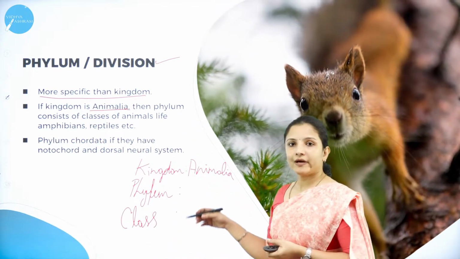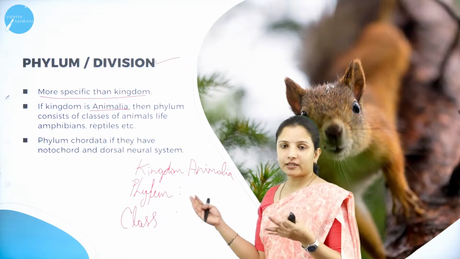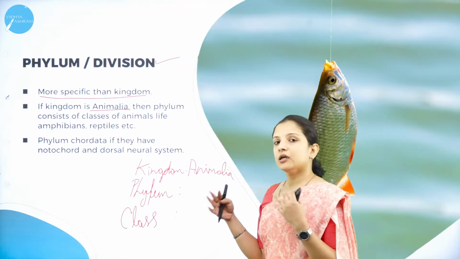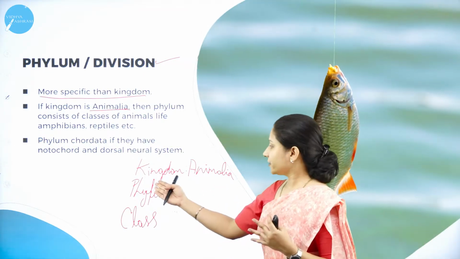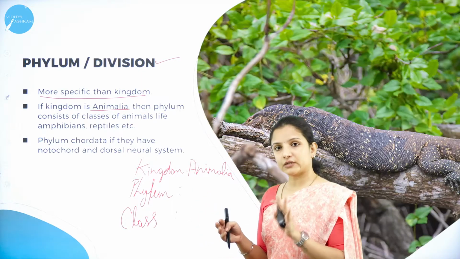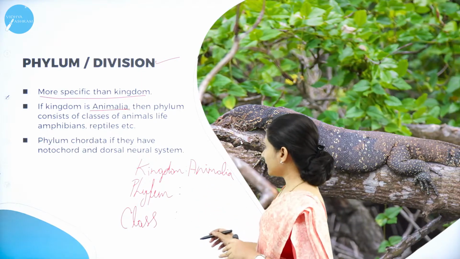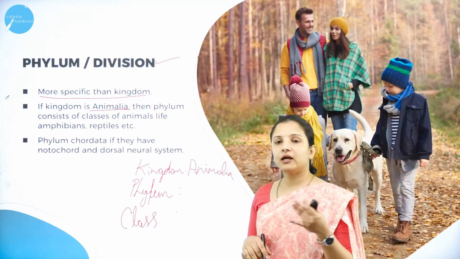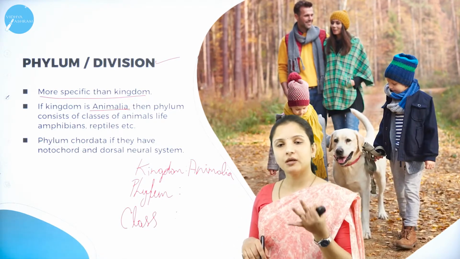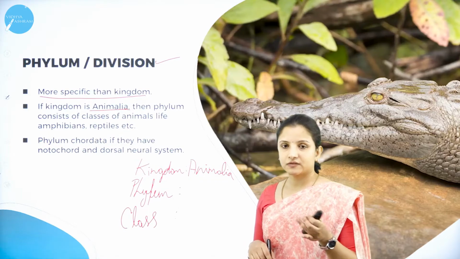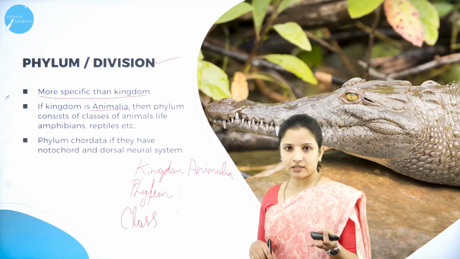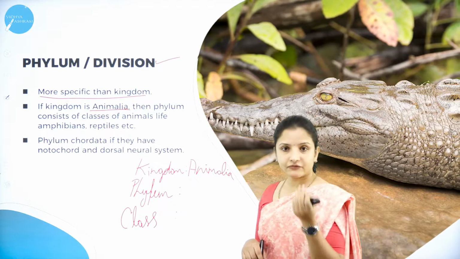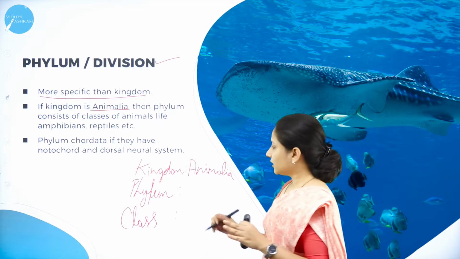So phylum, why am I writing phylum? Because I am categorizing animals here. If you are categorizing plants, it should be division. Instead of phylum, you have to write it as division. So kingdom Animalia. In this Animalia, we know that there are reptiles, mammals, birds, that is aves, then insects, and also amphibians.